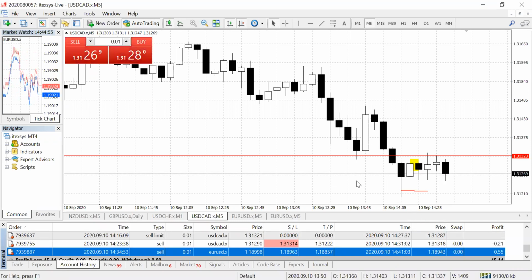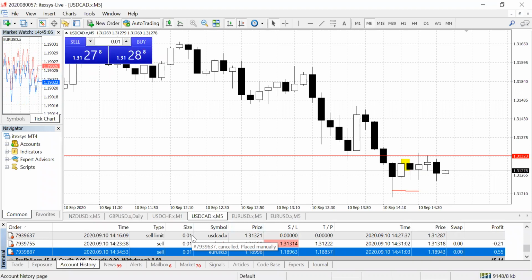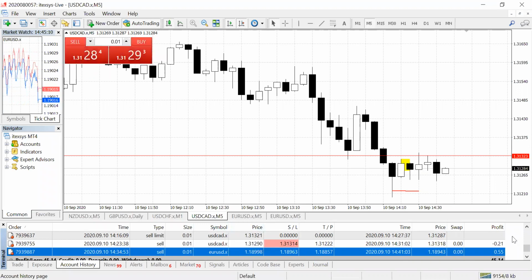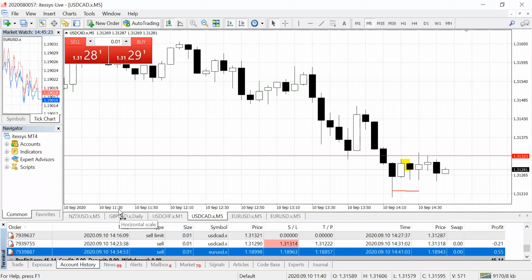Once you get consistent on your pip performance, you just go bigger with your lot size, correct? Instead of taking micro lots, you take 5 micro lots, and then you take 1 mini lot, and eventually you get to trade same strategy, same patterns, same setups, but with 1 lot size. That's the moment where you understand you're in a good place, correct?